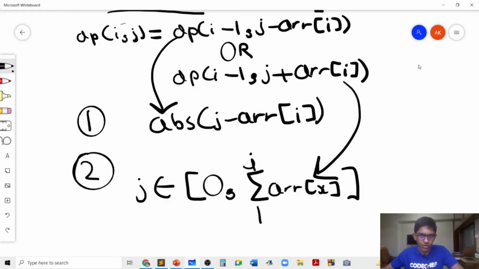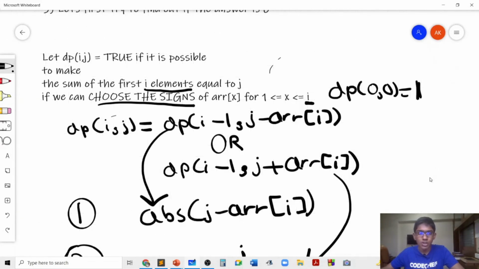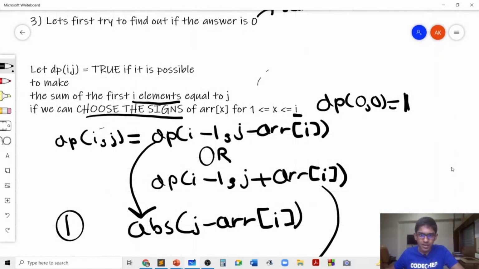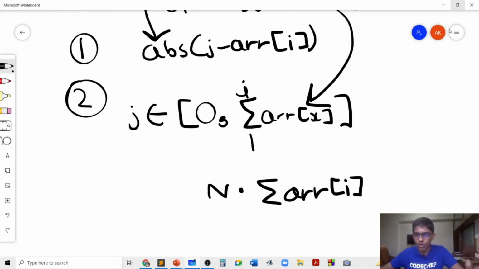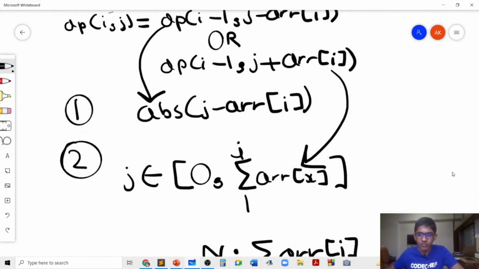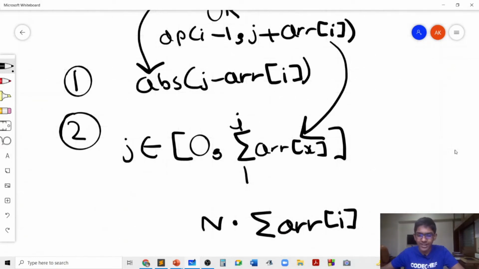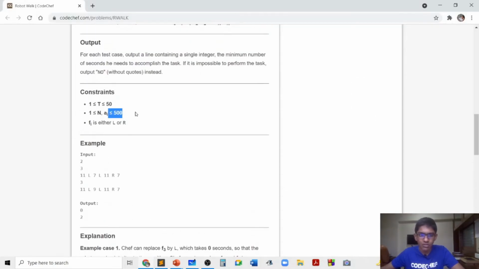So now that brings us to the time complexity. The time complexity of the dp is actually n times the sum of array[i]. That's the time complexity if we don't do any optimizations. So if we don't perform the second optimization, then the time complexity is very, very high. It's going to be 500 cubed, because 500 times the sum of all elements, and the sum of all elements is at most 500 squared.